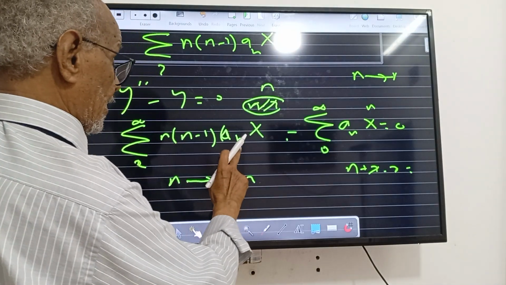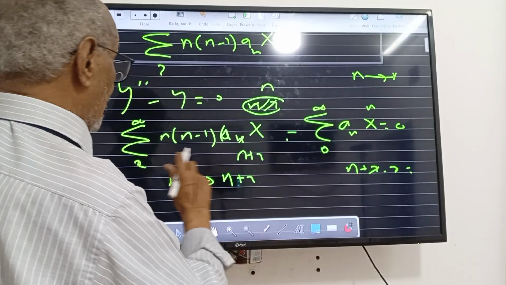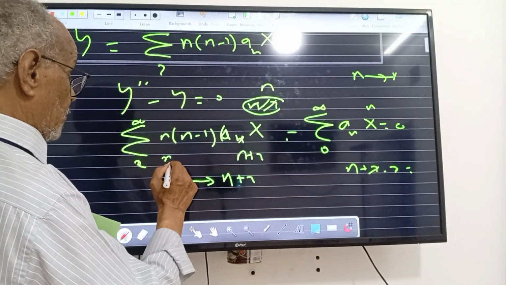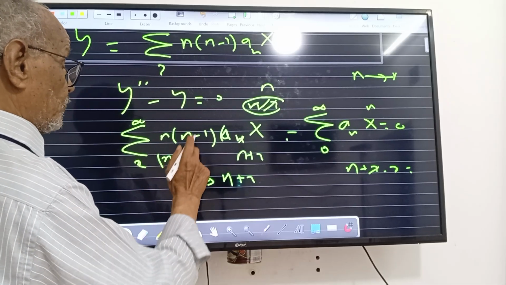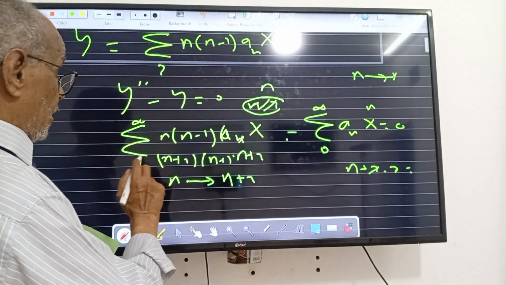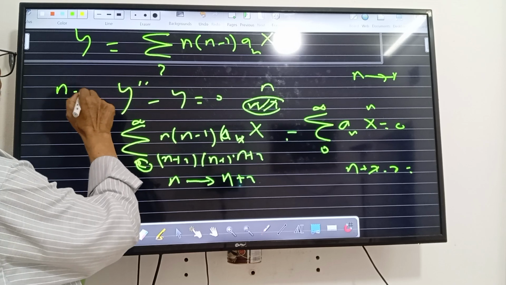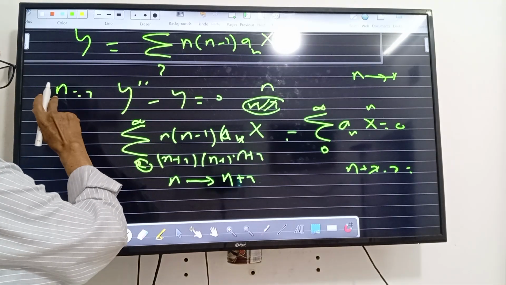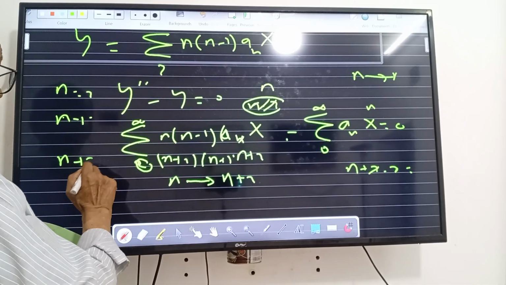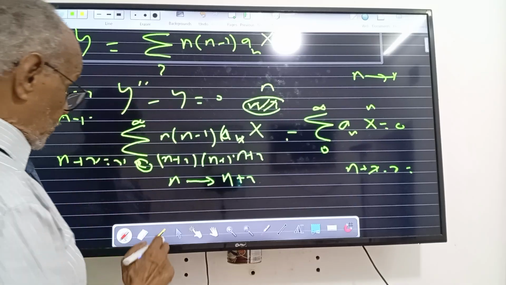Okay, here instead of n, you have to put n plus 2, and instead of n minus 1 here it will be n plus 1. And instead of the lower limit here it will be 0, because instead of n you put n plus 2, and n plus 2 equal to 2 means n equals 0.